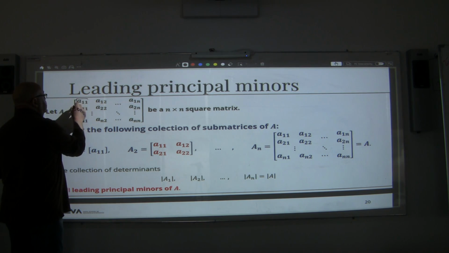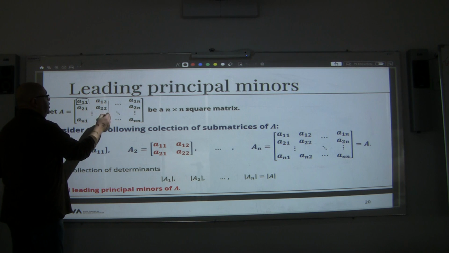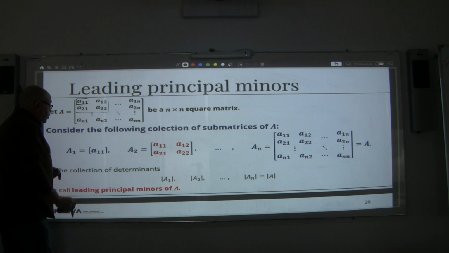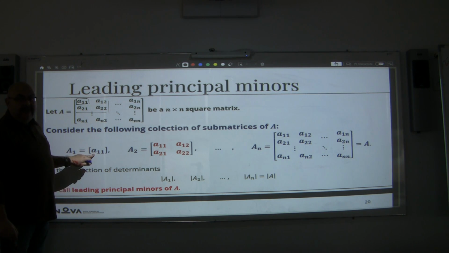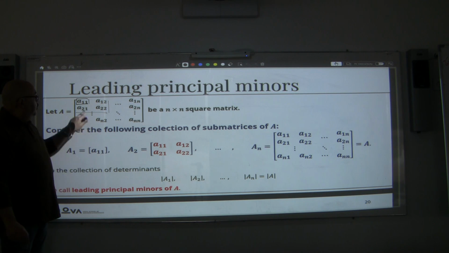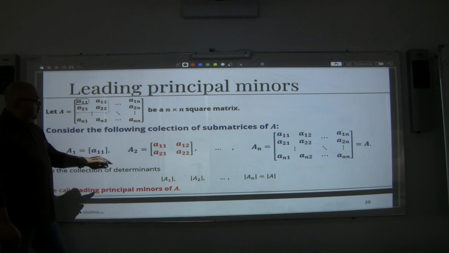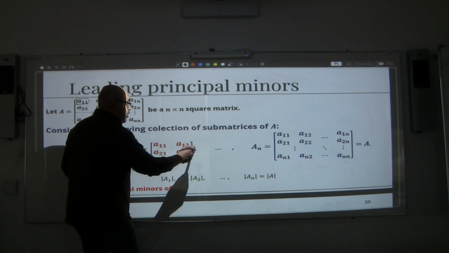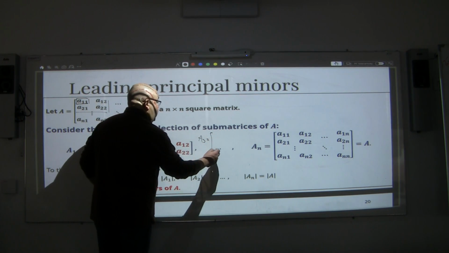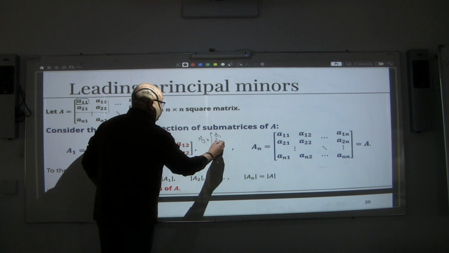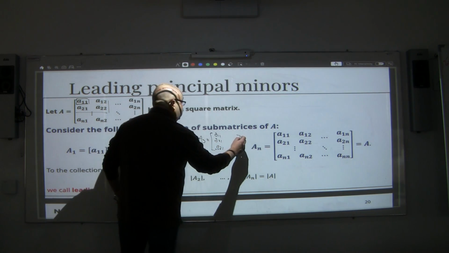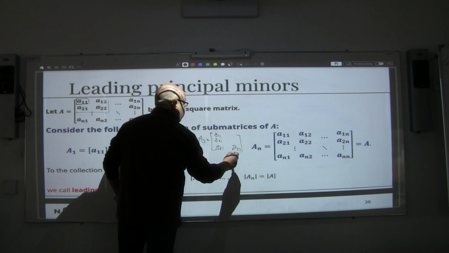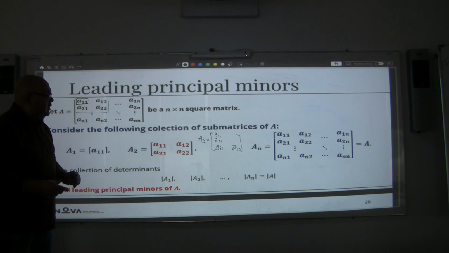That's the matrix with dimension 1 by 1. That's the matrix with dimension 2 by 2. And I can increase a row and a column every time. So A1 is the matrix of dimension 1 by 1. A2 will take the elements of the principal diagonal till the second element, so it's going to be A11, A12, A21 and A22. Also A3 will take the elements A11, A21, A31, and so on till you get A33, and so on till you reach An, which is the full dimension.